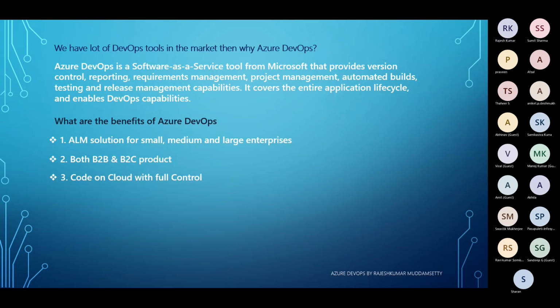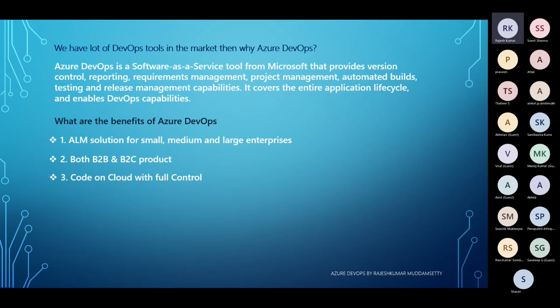It's like code on cloud with full control. When I say Azure DevOps, DevOps itself is all about source code management, building source code, delivering source code. That means you are going to write your code in a cloud platform. Cloud is nothing but a different location. It's not in your computer. It is in a remote computer.